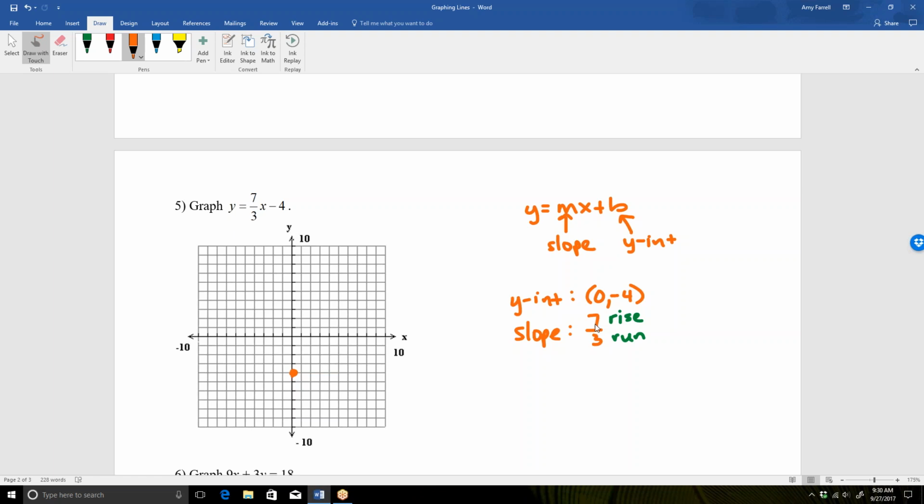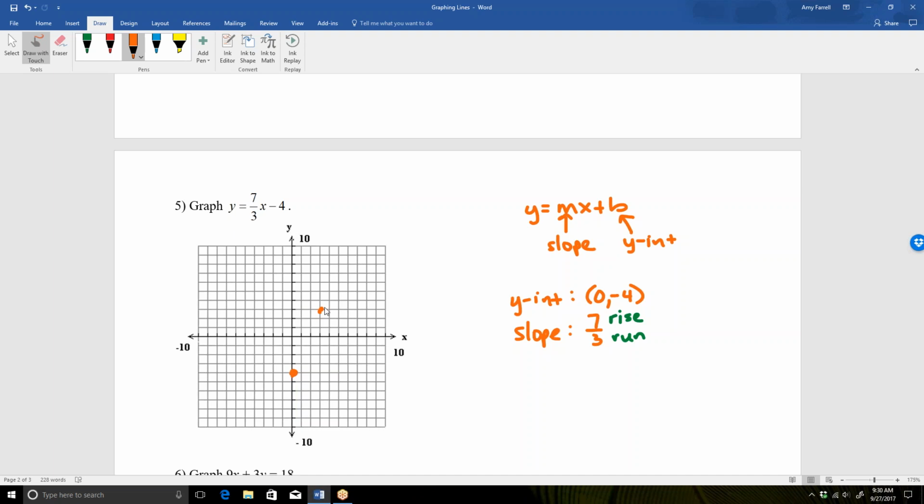Since the rise is positive, I'll go up. And since the run is positive, I'll go to the right. I'm going to go up 7: 1, 2, 3, 4, 5, 6, 7. And then right 3: 1, 2, 3. And I have now found a second point on my line.